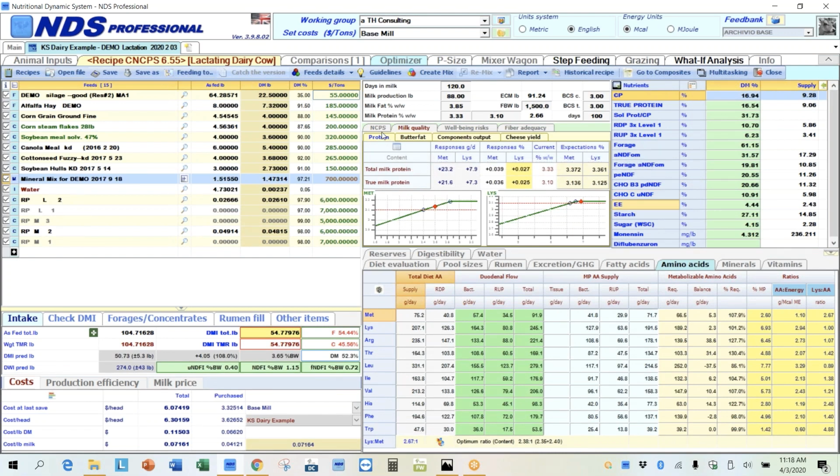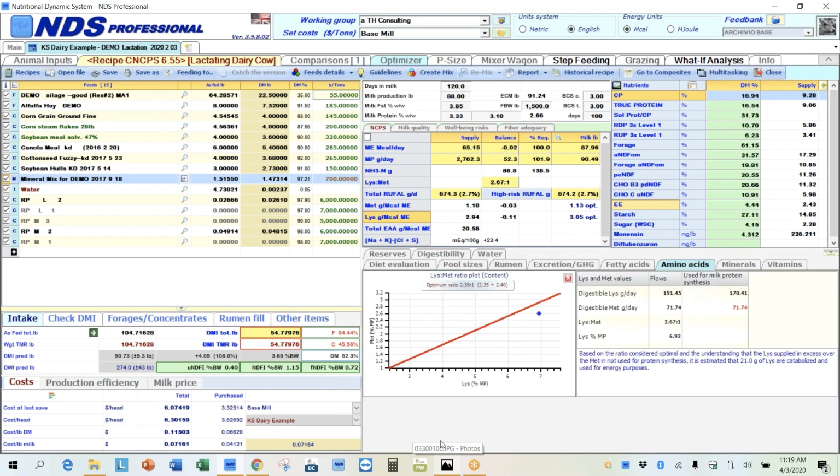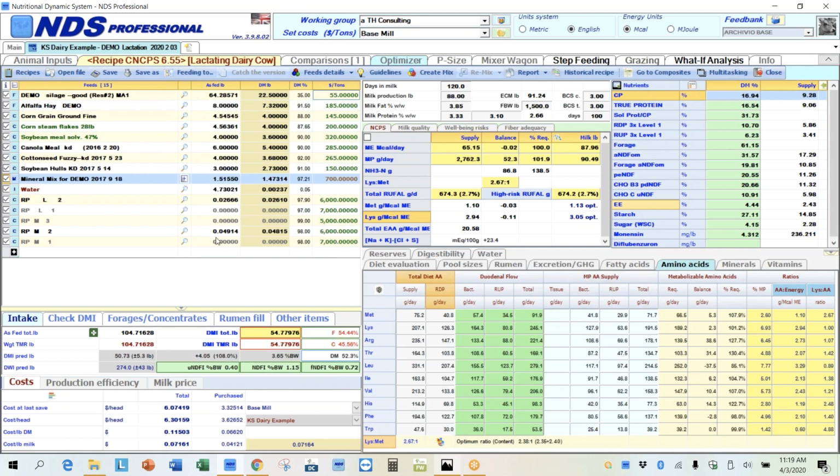Then I can go back to the CNCPS tab right here, and I can compare where I am here. So I'm a lot closer in my ratios of methionine and lysine down here. And so I can pick this graph up and look and say, okay, what I might do is I might want to put a tad bit more lysine in that to hit maybe 3.0. So maybe I go to 0.03. Let's see, 0.05. Okay, so now I'm a lot closer. I feel okay about that.